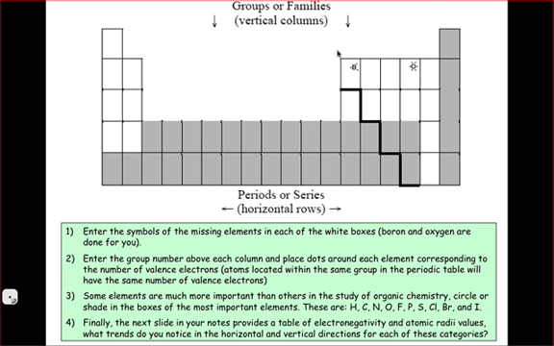For this exercise, you are to draw in all of the missing elements that are located in the white boxes of this periodic table. You are to identify the group numbers above each column of the periodic table, and then you are to place dots representing the valence electrons. As an example, boron and oxygen are done for you. Boron is a group 3 element, so all of the elements in this column are group 3, and notice that boron has 3 valence electrons surrounding its shell.